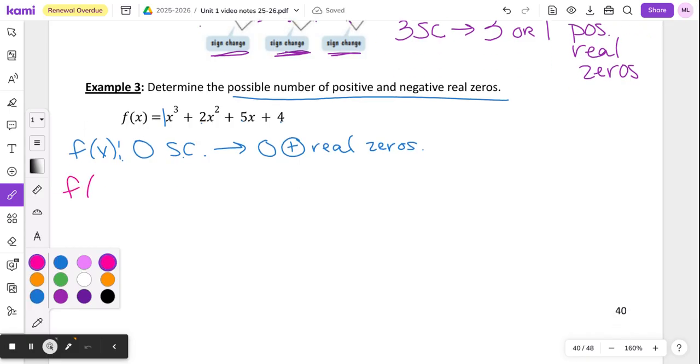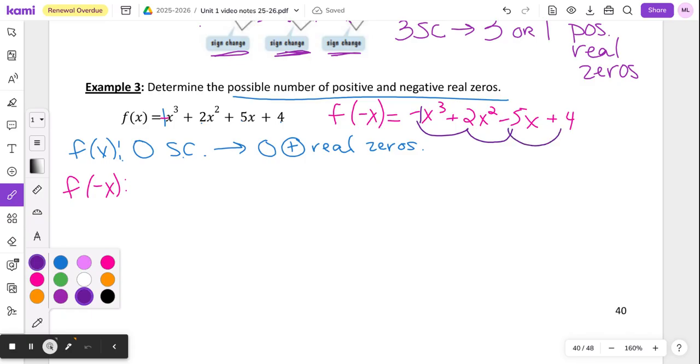Well, what about for f of negative x? So f of negative x, if I put a negative into here and I cube it, that would be negative x cubed. 2x squared doesn't change because squaring a negative doesn't change it. Then it will be minus 5x because of the negative in there, and the 4 is not going to change. So how many sign changes do we have this time? Negative 1 to positive 2. Positive 2 to negative 5. Negative 5 to 4. There are 3 sign changes. So that means there are 3 or 1 negative real zeros.